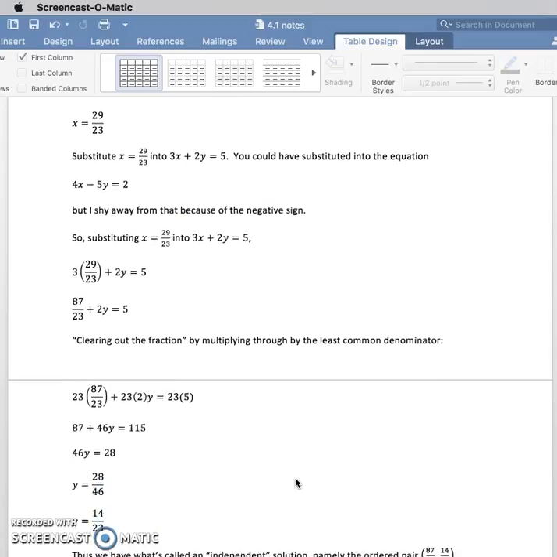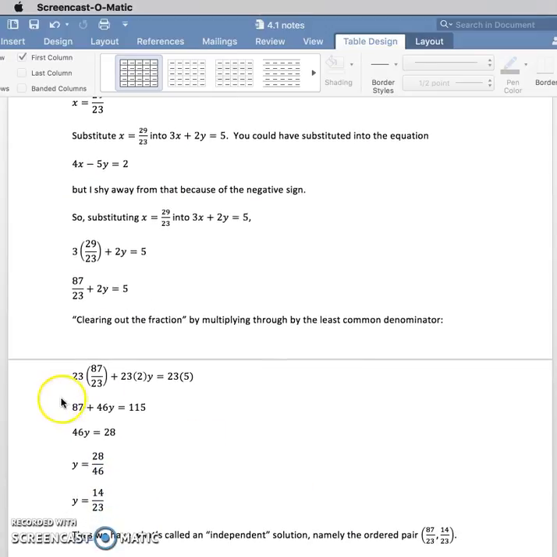And then, scrolling down, the 23's will divide out, so you have 87 plus 46y equals 115. Subtract the 87 from both sides, you'll have 46y equals 28. Dividing both sides by 46, you have 28 over 46, which reduces to 14 over 23.